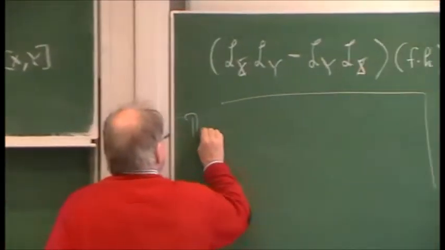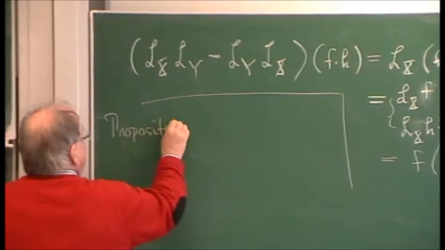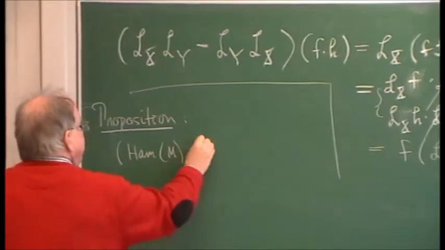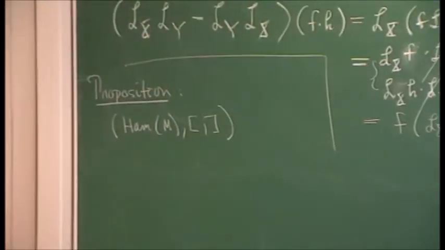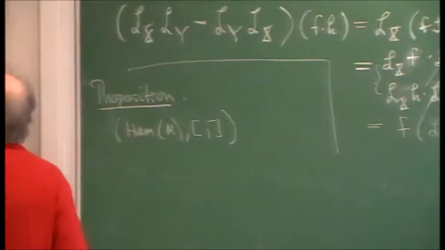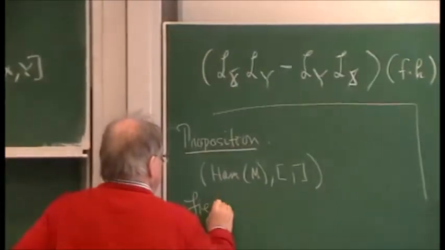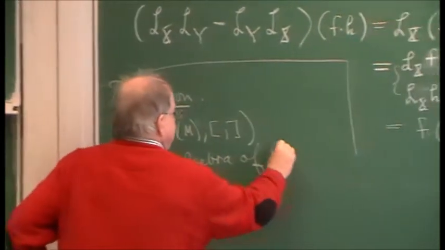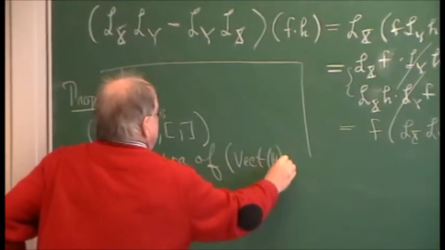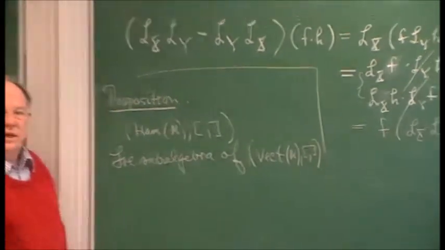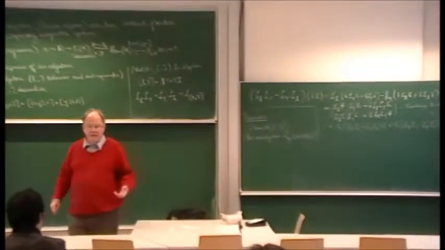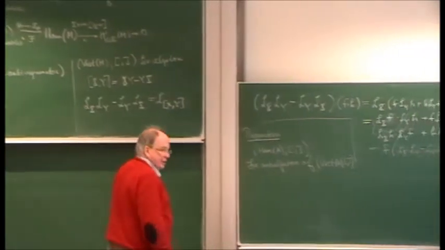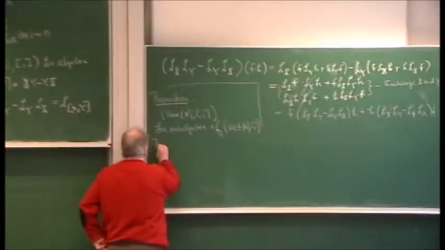And now a little proposition. This is an important proposition: the Hamiltonian fields are contained in the full vector space of vector fields, so this is a Lie subalgebra of the vector fields. This is fundamental. You take one Hamiltonian field, another, you bracket it, it's still a Hamiltonian field. And the reason is very simple. Let's just prove it.